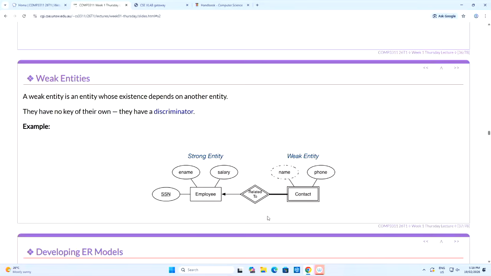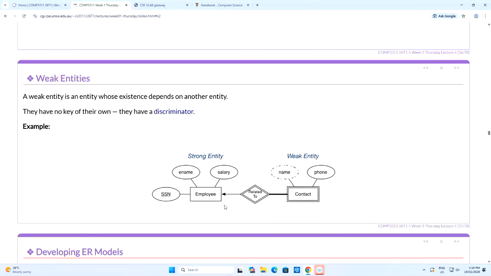Every entity, if it's a rectangle, is considered a strong entity. The difference between a strong entity and a weak entity is that a strong entity, like all of the normal entities, has its own primary key. So employee has a social security number. That's pretty straightforward. A weak entity has a partial key, or a weak key, sometimes called a discriminator. So a weak entity needs an identifying relationship to exist in the database.